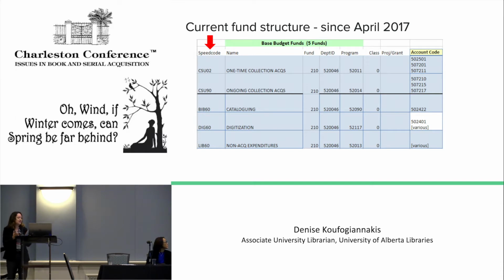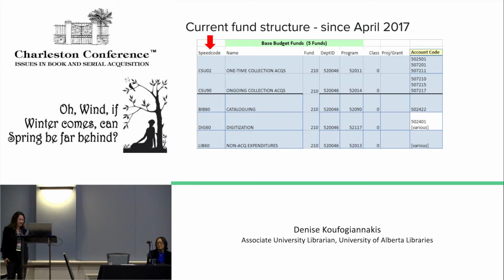But then since April 2017, what we did was completely change things so that we only have 2 fund codes for the whole of the materials part of the collections budget. So in total, there's 5 because in our collections budget, we also pay for some outsourced cataloging, digitization, and some of the non-acquisition types of expenditures. So those 3 are separate, but the 2 up at the top, the CSU 02 and the CSU 90, are our 2 main fund codes that we use now. So one is just for ongoing expenditures, and the other is for one-time.